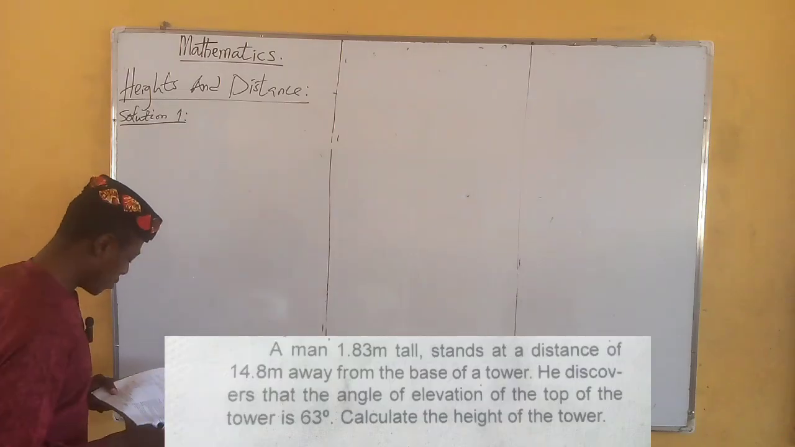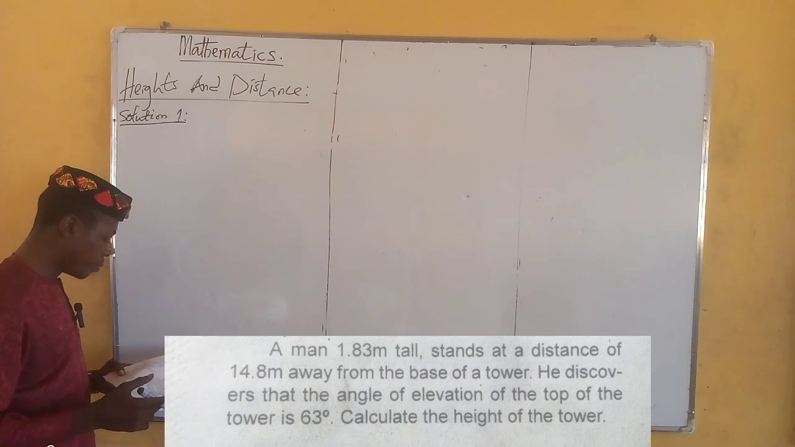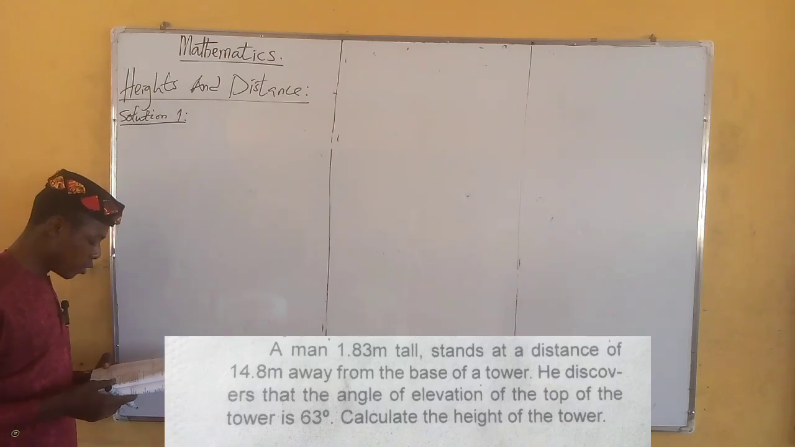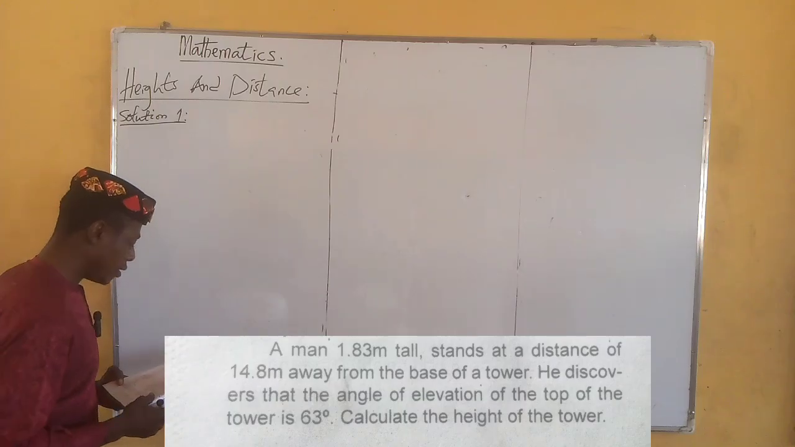Let me interpret the question. A man is 1.3 meter tall, standing at a distance of 14.8 meters away from the foot of the tower. From there, he discovers that the angle of elevation of the top of the tower is 63 degrees. Calculate the height of the tower.